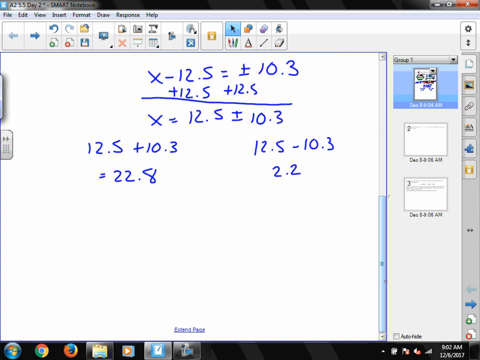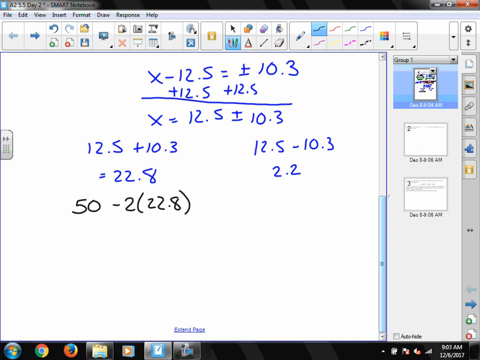So let's pick both of them here. 50 minus 2 times 22.8 and 50 minus 2 times 2.2. Okay, so I'm going to get 50 minus 45.6, and I'm going to get 50 minus 4.4.